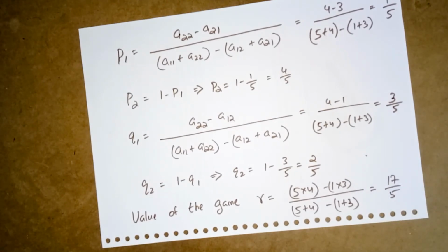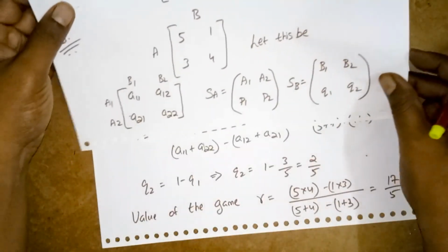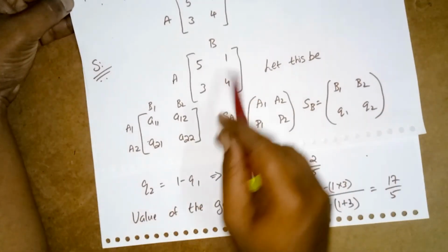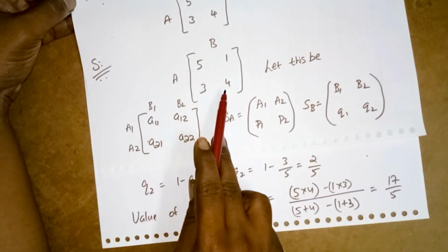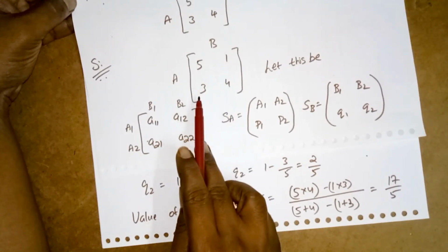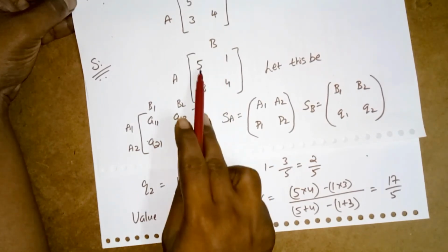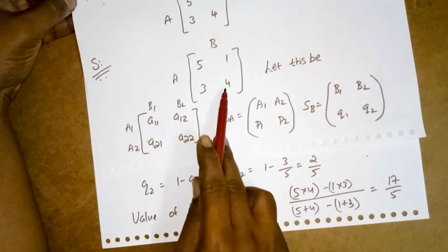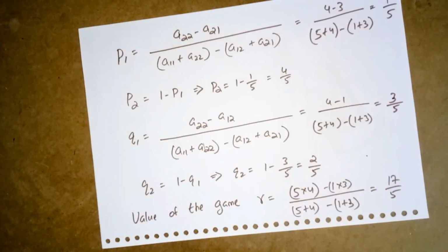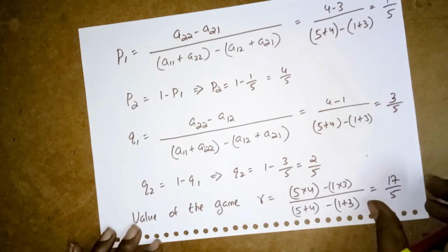I think you are understanding how we are getting the value of the game, gamma. 5 into 4, so here we can see this one, 5 into 4 minus 1 into 3 by 5 plus 4 minus 1 plus 3. Like that we are calculating the value of the game gamma.